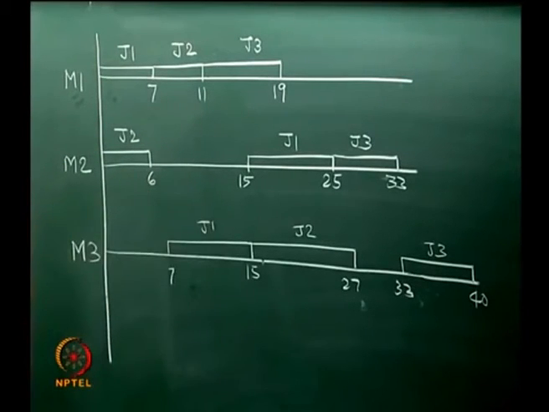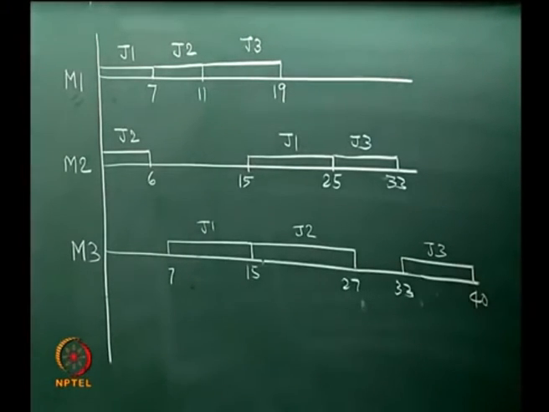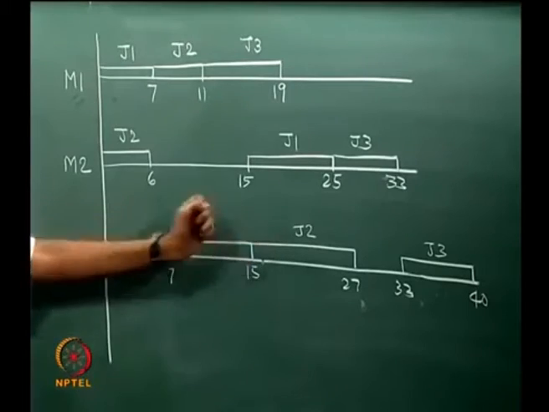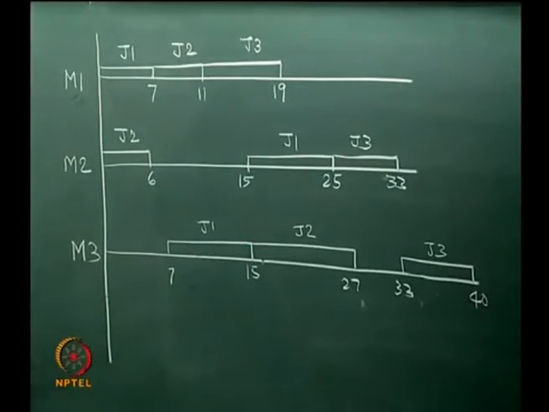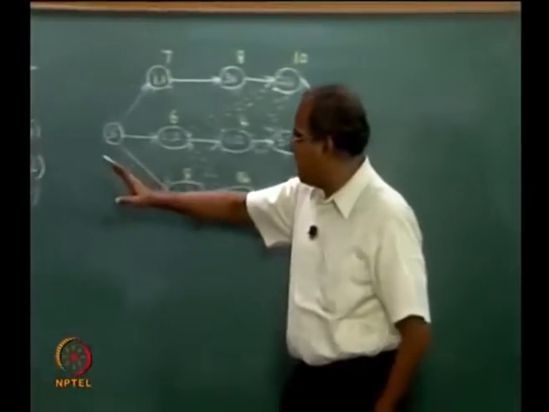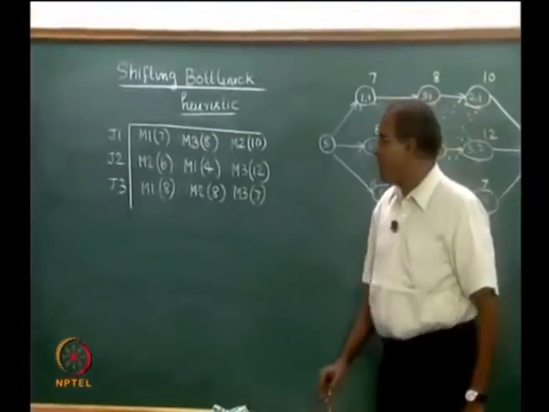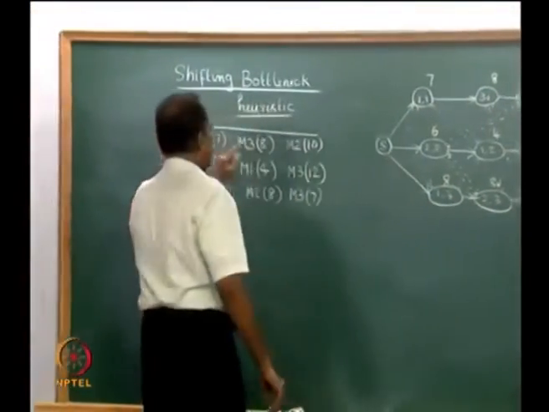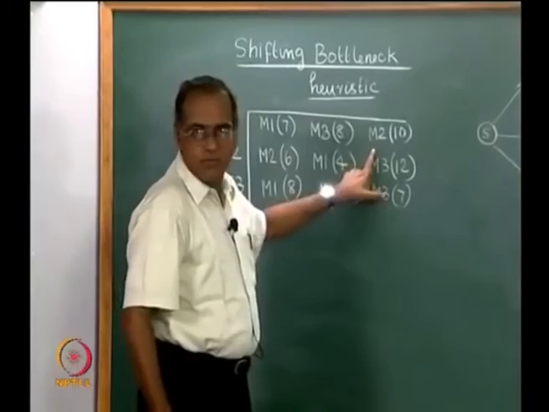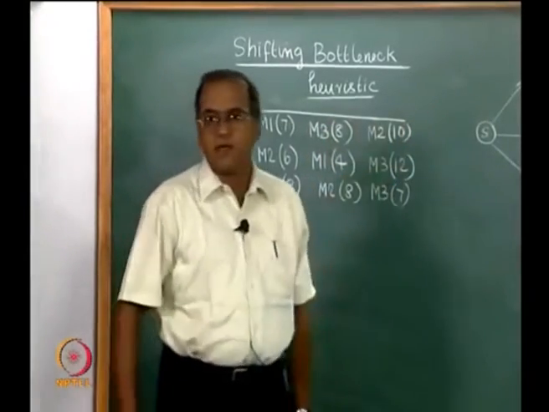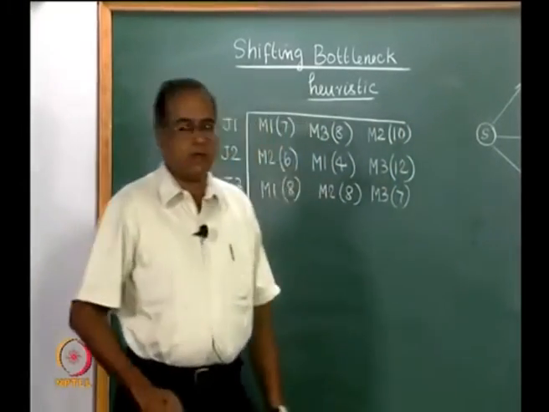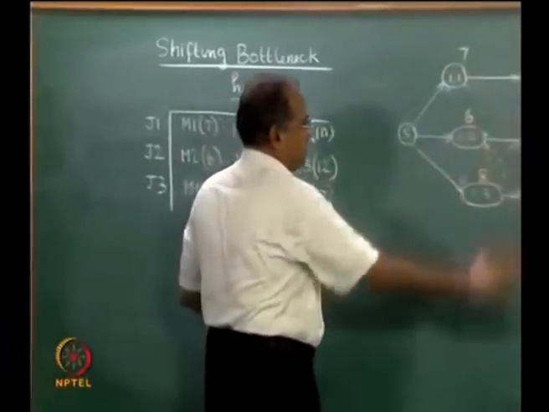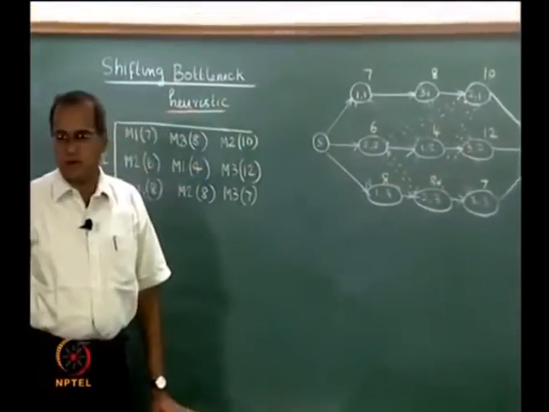the makespan is 40. So, the question can be posed differently as what is the order such that this makespan is minimized. Also, we have to ensure that this order is satisfied, that J1 will first visit M1 and then M3 and then M2, which has been satisfied by the Gantt chart schedule. We also now have a network representation which we have seen.